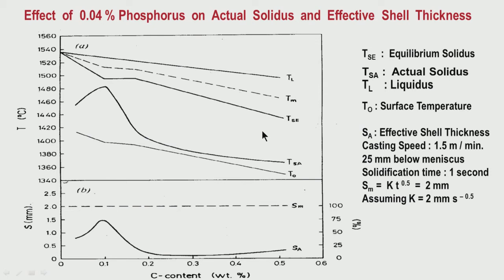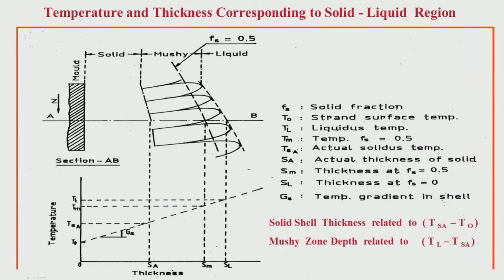So this has a large consequence on the strength of the shell, the strength of the solidifying strand, and that is important to understand. Here calculations have been made at a particular level. Similarly, calculations can be made at different stages of solidification, so we can know the extent of solidification. It is possible to calculate. I have explained to you how the different temperatures, particularly the actual solidus temperature, influence the depth of the marshy zone and the thickness of the solid shell.